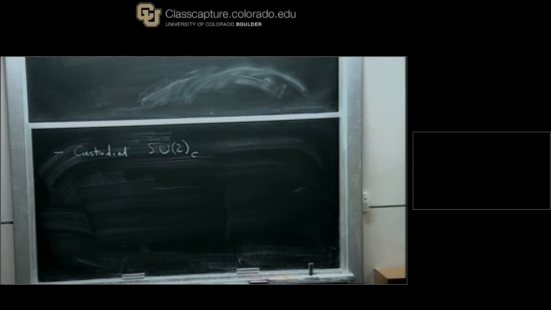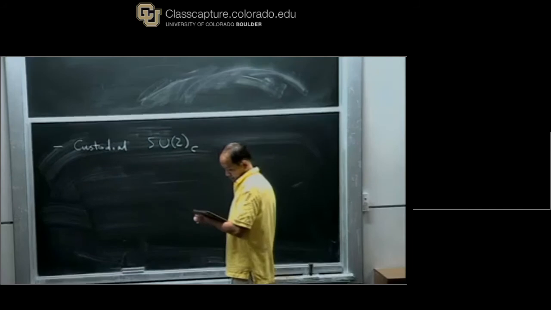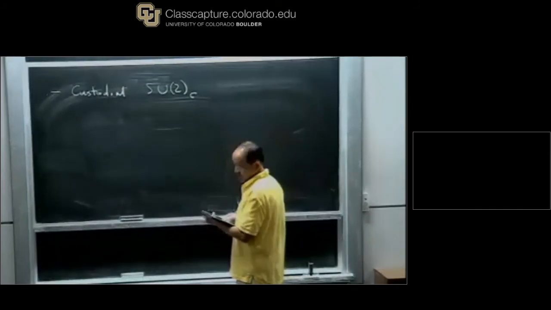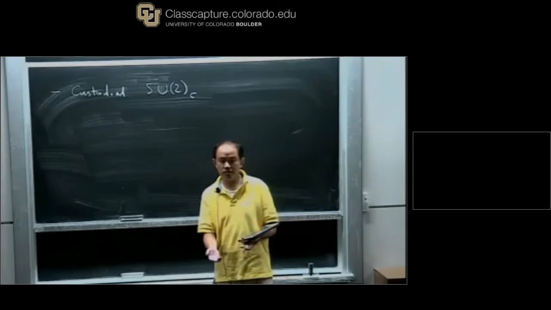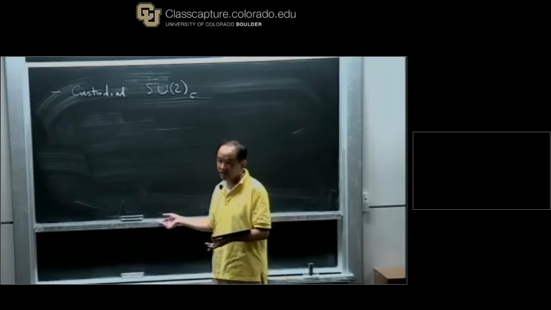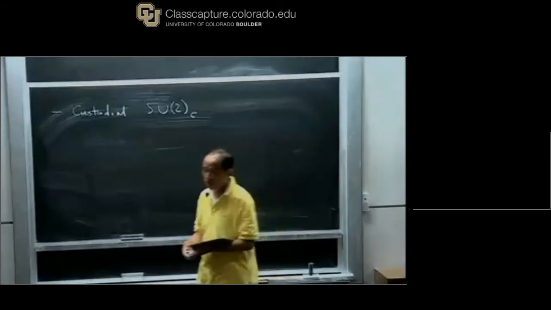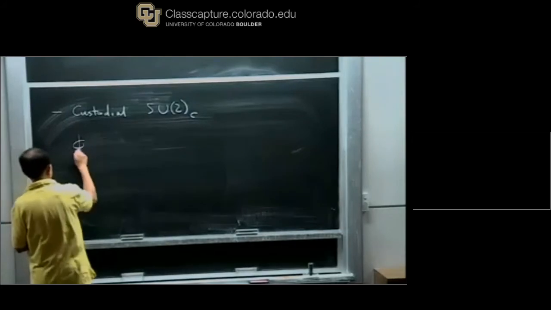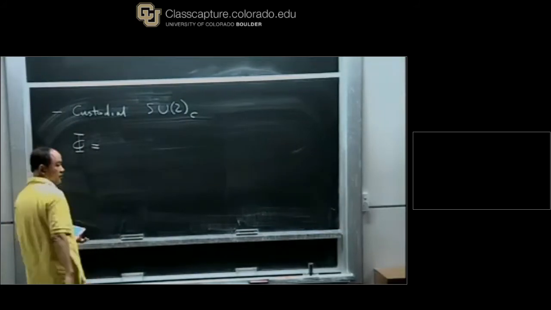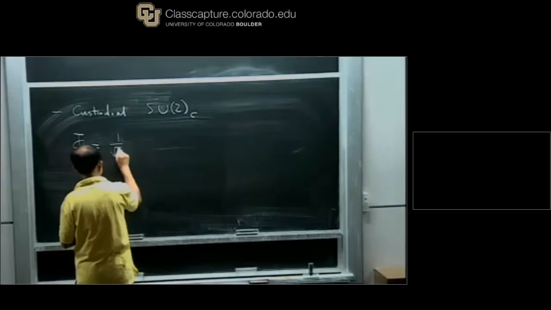To do that, it's useful to think of yet another representation, another way of writing down the Higgs field. Slightly more cumbersome, but it's useful to think about that representation. It is to write the Higgs field as the following.